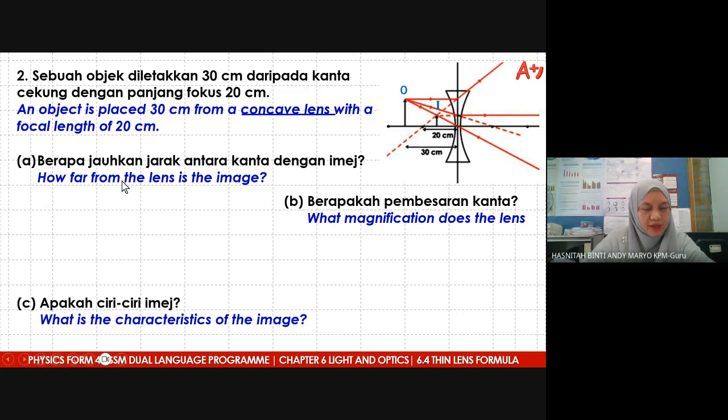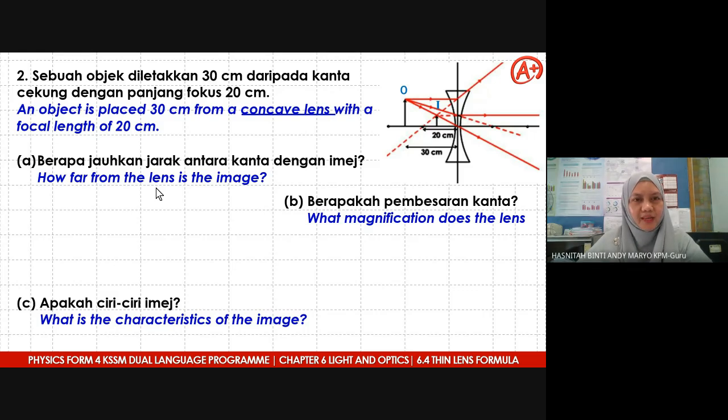So the first question again: find the image distance. How far from the lens is the image? Can you calculate and share your answer in the in-call messages? Then you can compare your answer with mine, which I will show you later on this screen. Write the information given first, then write the applicable formula, which is the thin lens formula. Do the substitution and then find what V is. If you are done, you can share your answer in the in-call messages.